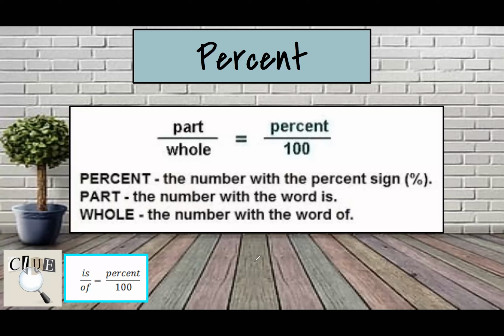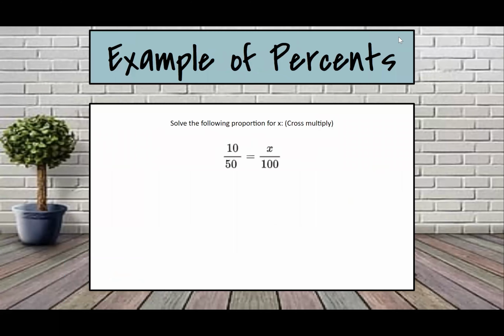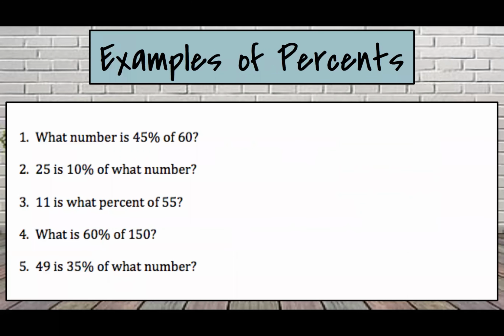All right, let's look at the next example. This one you saw last week when we were solving equations, but if you look, it's over 100, so we can figure out what percent this is. 10 over 50 is what percent? And remember last week we did 50 times 2, we get 100, so 10 times 2 would be 20. So 10 over 50 would be 20 over 100, or 20%. Let's look at these other examples.